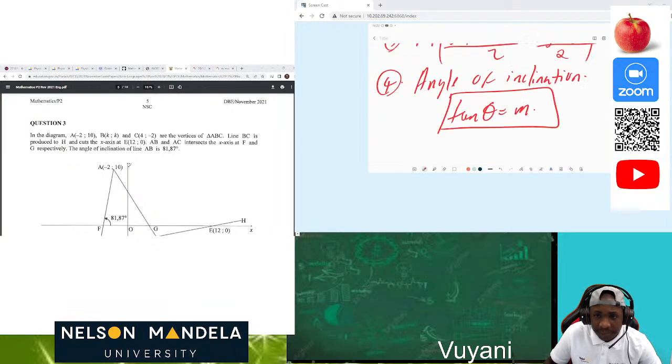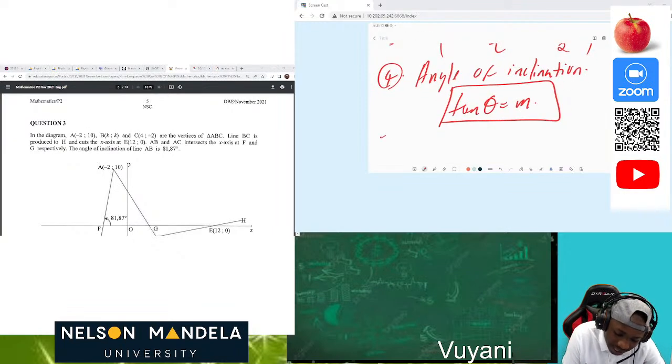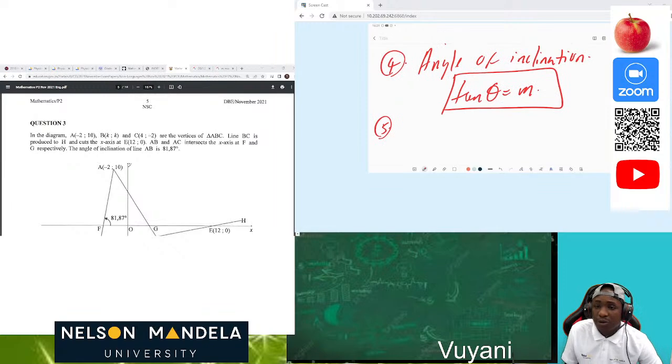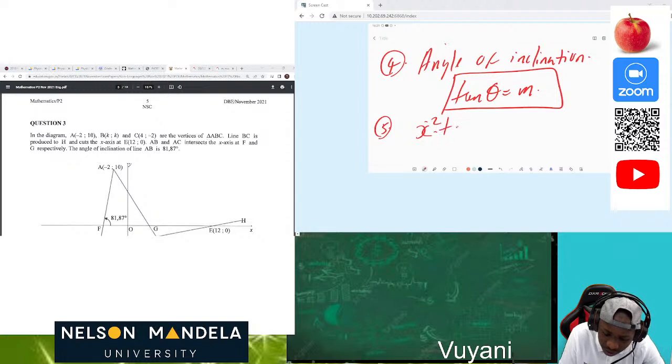Then moving from that point, the fifth one is that in grade 12 we were introduced to two important formulas. The one is for the circle centered at the origin, which has the formula x squared plus y squared is equal to r squared.